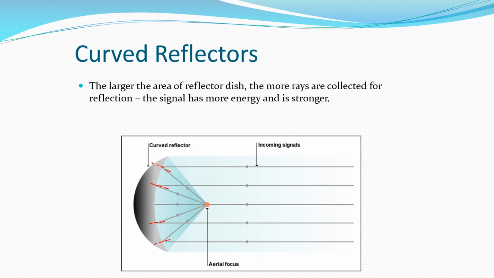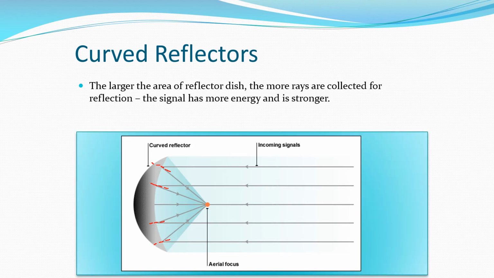And that focuses the signal, and it makes it really strong with signaling back to one place, because all these different signals coming in are all getting reflected to the same bit. And the larger the area of the reflector dish, so the bigger your huge dish is, the more rays it can collect for the reflection. And so then the signal has more energy and is stronger when it's all focused here at this aerial point.